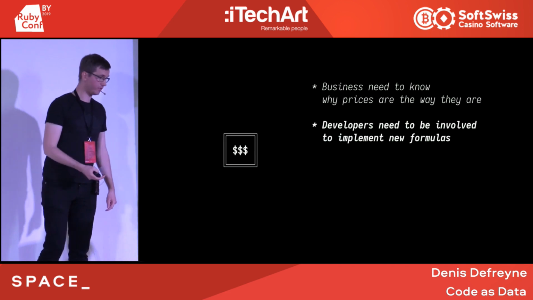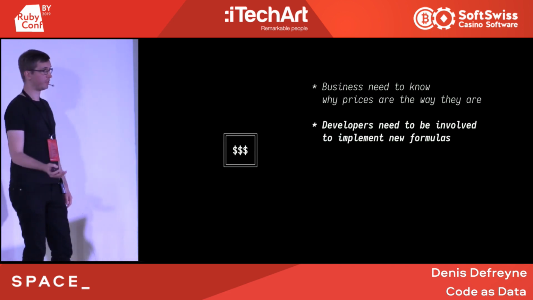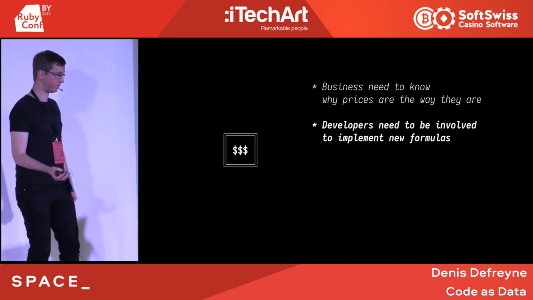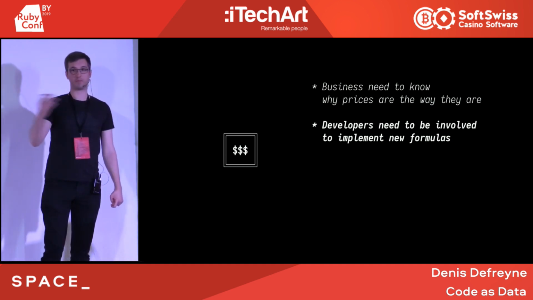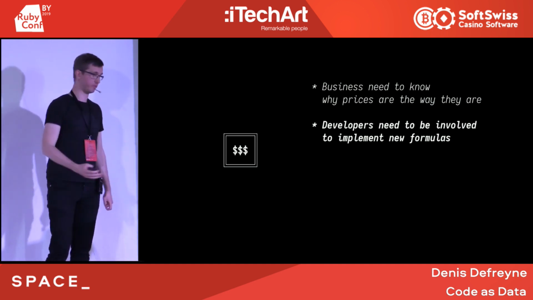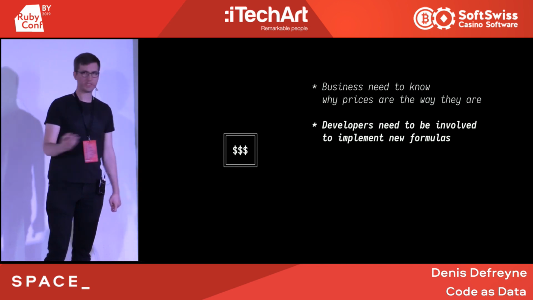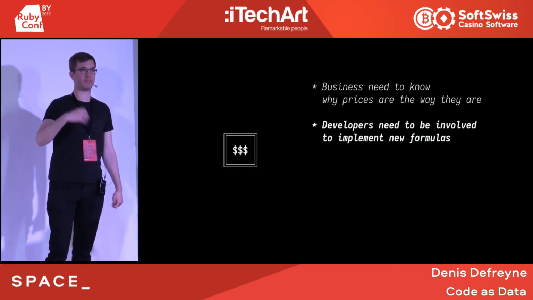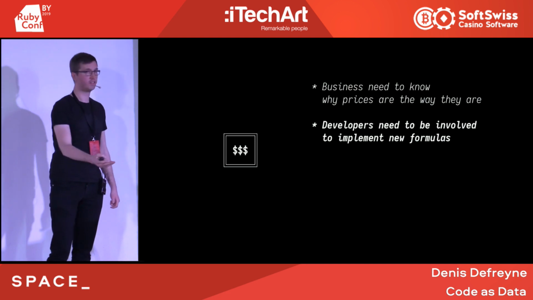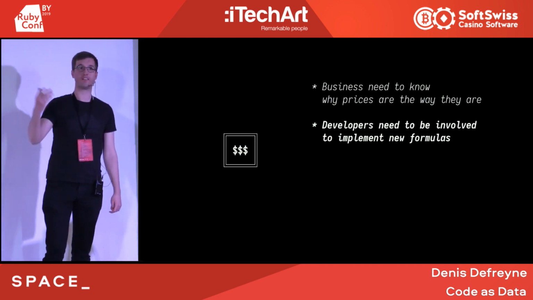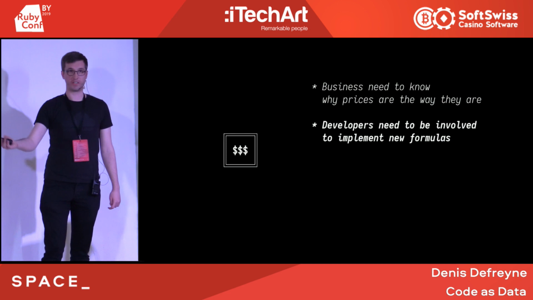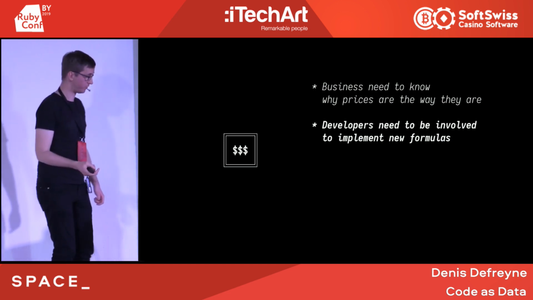Issue number 2 is that developers need to be involved in the implementation of new pricing formulas. They get the formulas from the BI, from the business people, they go and implement them. And this can be slow because that work ends up on the team's backlog, where it needs to get planned in, and eventually it might take weeks before a change to the pricing system is rolled out.